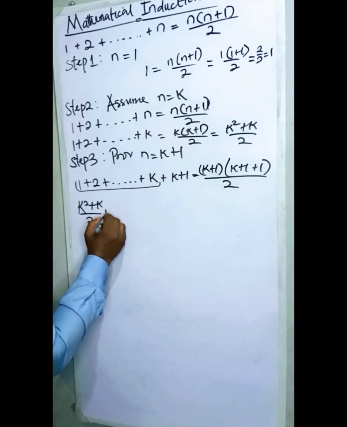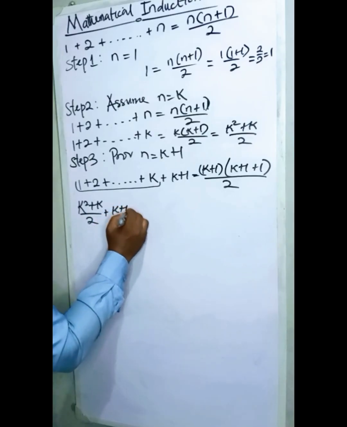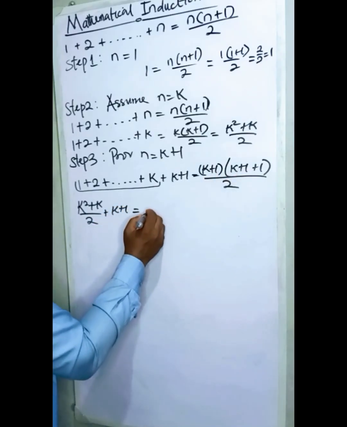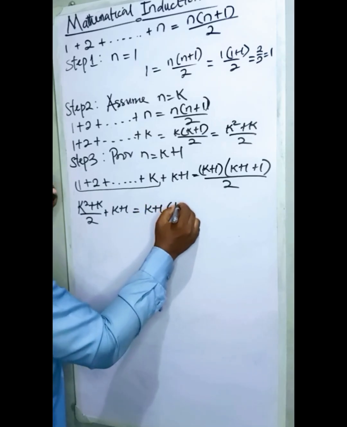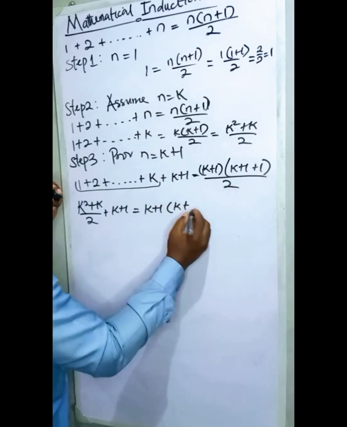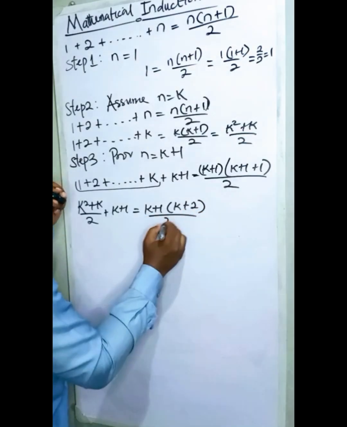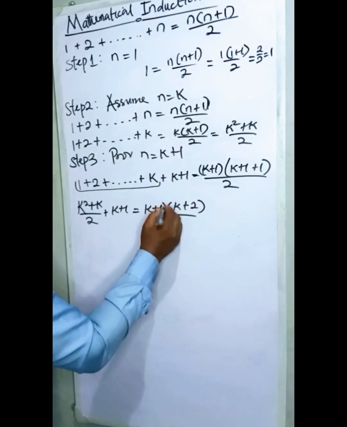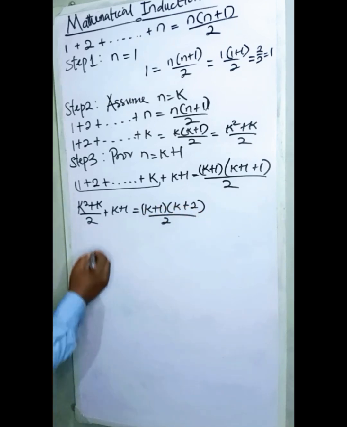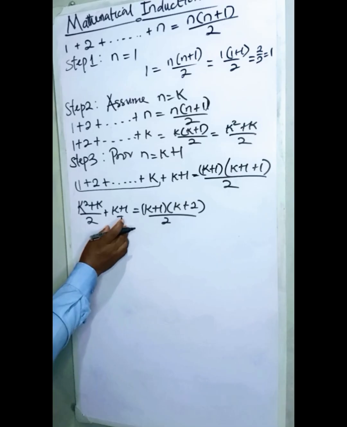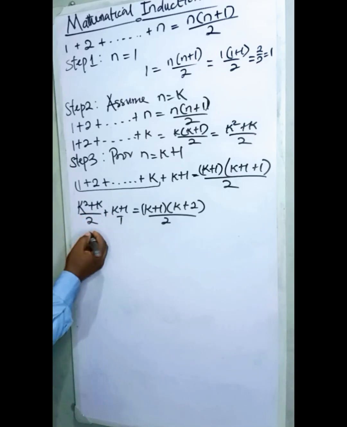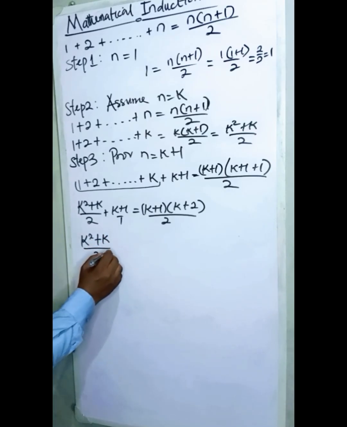Then plus, the next thing will be plus what? K plus 1 equals to everything I have there. Everything I have there will be K plus 1 bracket K plus, instead of, I'm going to add this 2 all over 2. Let me put this in parentheses because this is to multiply this. Now, I'm going to write this. This is just having one denominator. So I can still write this as K squared plus K all over 2 plus.